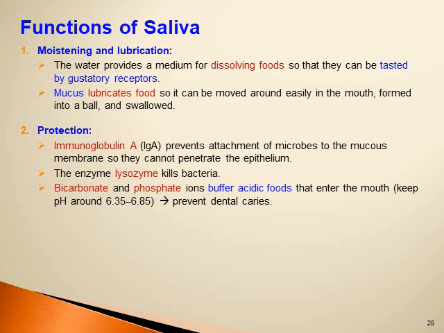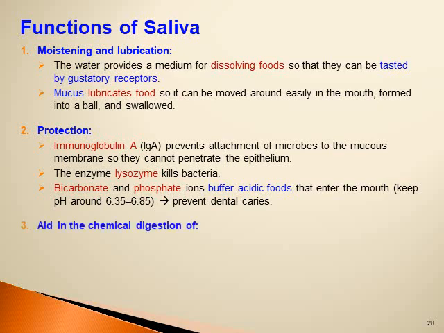Bicarbonate and phosphate ions that are present in saliva will buffer the acidic food that enters the mouth. So this will keep the pH around 6.35 to 6.85, and this will prevent dental caries, because acidity in the mouth will cause tooth resorption and can cause dental caries.